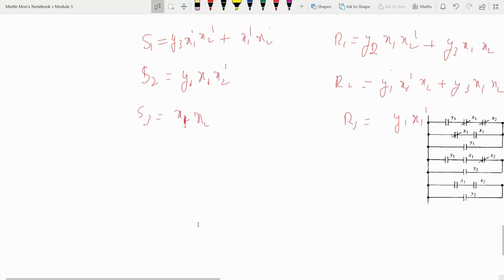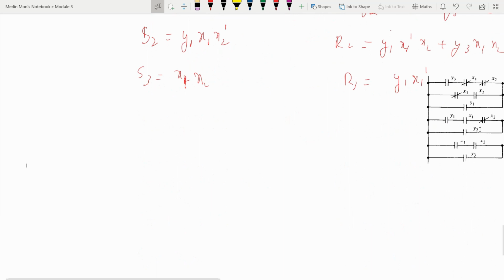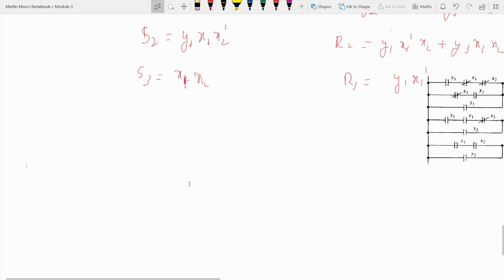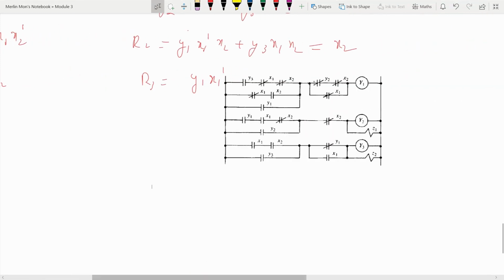Let's just verify one more. S2 is equal to y1 x1. We have already seen that. S3 is equal to x1 into x2, so both relays are connected in parallel. S1 has been modified a little bit here: y3 into x1 complement into x2 complement plus x1 complement into x2. So everything is correct. You have to find R1 complement, R2 complement, and R3 complement also, and then you will get these values. You have to find that and verify whether these are true or not.